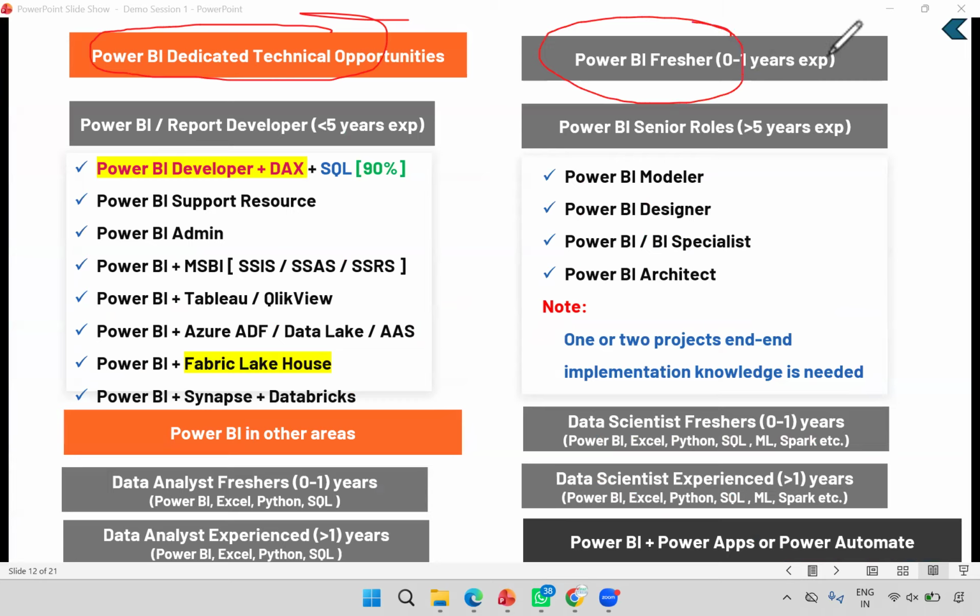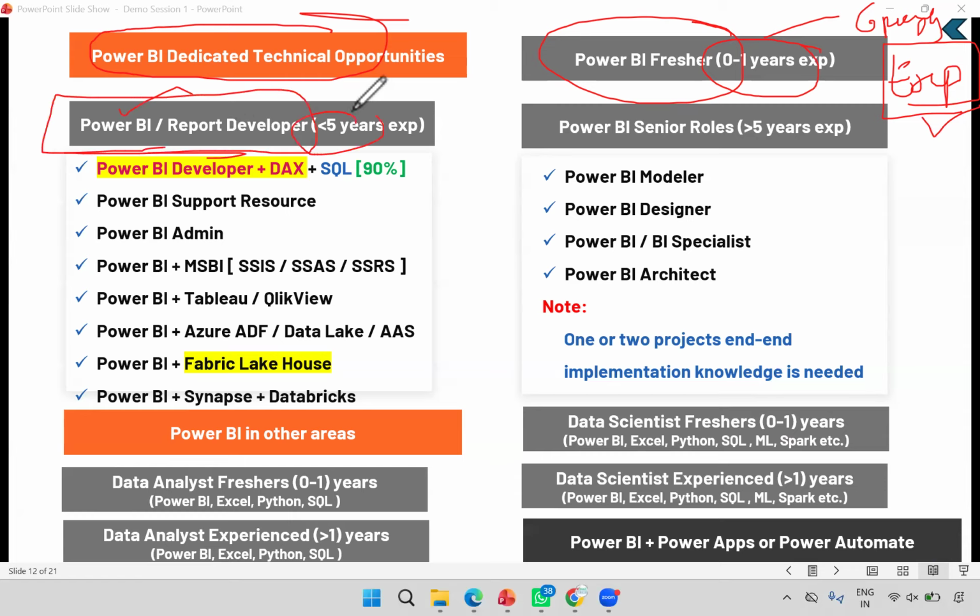Power BI freshers, you can try with 0 to 1 year. Yes, last month, 6 people were selected as freshers from this organization. And experienced opportunities we also get more and more here. Power BI plus report development with less than 5 years, you can try. And this is the one: 90% of opportunities are a Power BI plus SQL combination. And Power BI support resource, you can try.